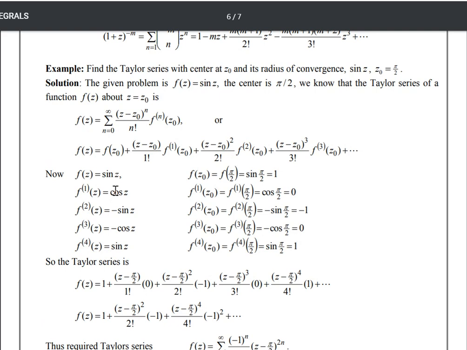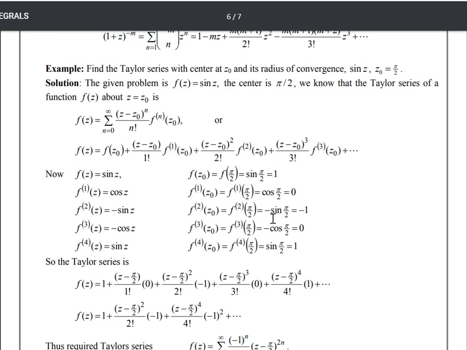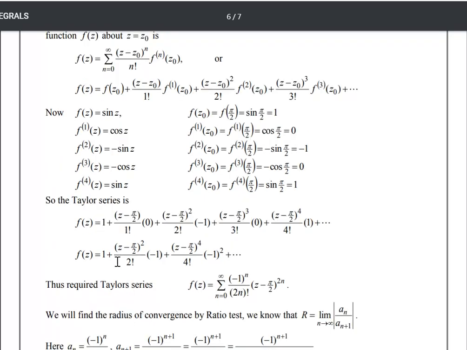Here the function f of z is sine of z, the first derivative is cos, the second derivative is minus sine, the third derivative is minus cos, and the fourth derivative is sine again. At z naught, here z naught is pi by 2, sine pi by 2 is 1, cos pi by 2 is 0, and so on. All the values we computed, put these values in this series formula. Okay, we have this one series.